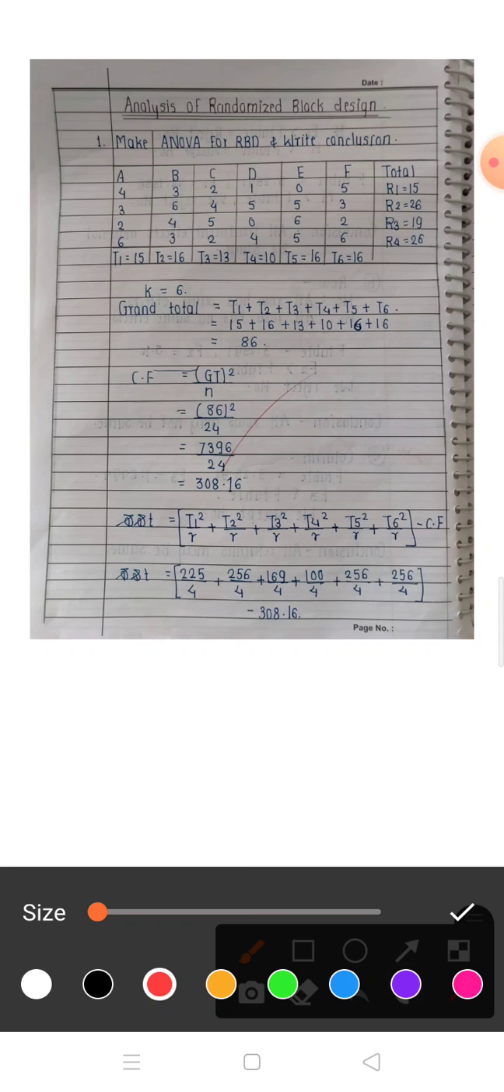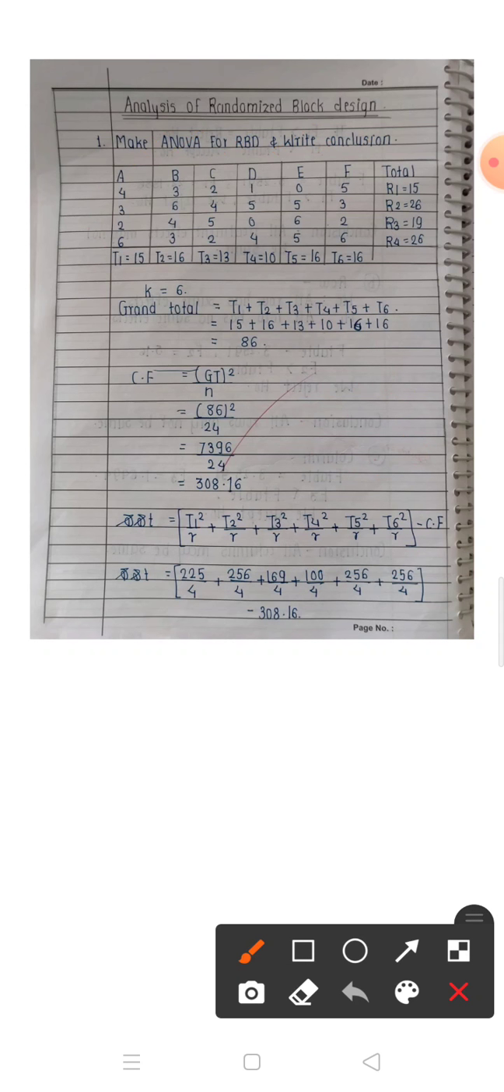The only difference is that in CRD we calculated only the treatment total, that is the column total, and in RBD we also calculate the replication total, that is the row total. First find out the column total and row total. What is T1? T1 is the sum of all the values of treatment 1, that is 4 plus 3 plus 2 plus 6, that is 15. So the T2 value is 16, T3 is 13, T4 is 10, T5 is 16 and T6 is also 16.